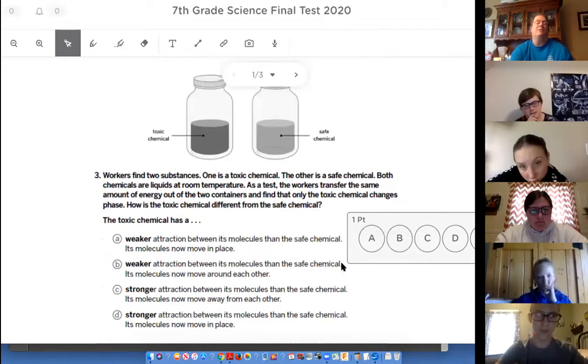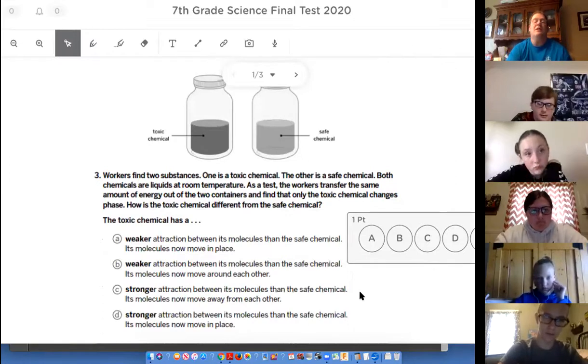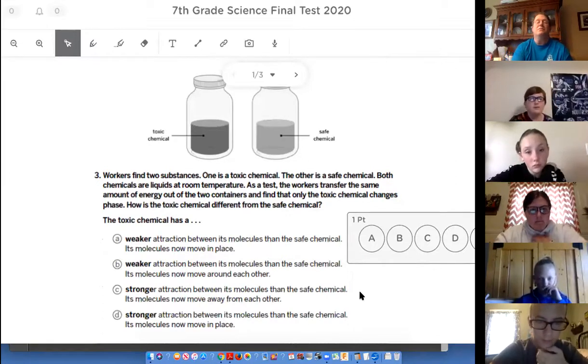Number three, workers find two substances. One is a toxic chemical, right? That's on the left. The other is a safe chemical on the right. Both chemicals are liquids at room temperature. So they're both liquids in the jar.